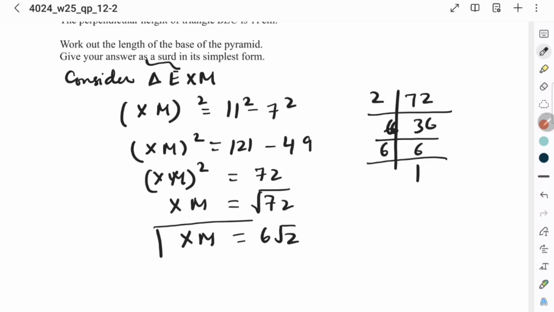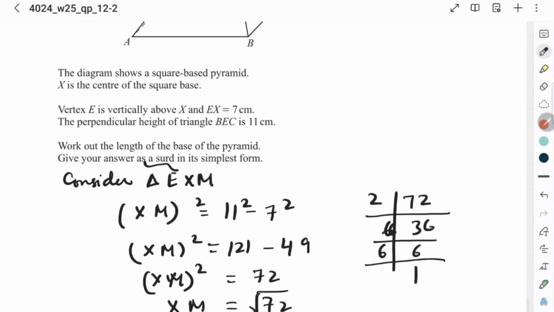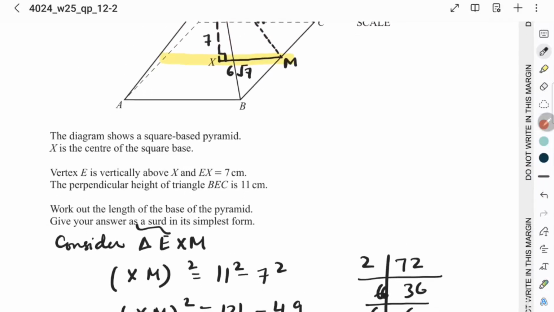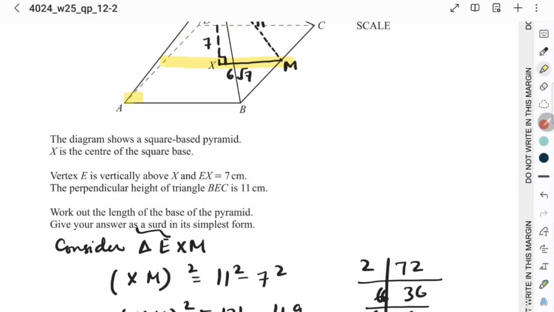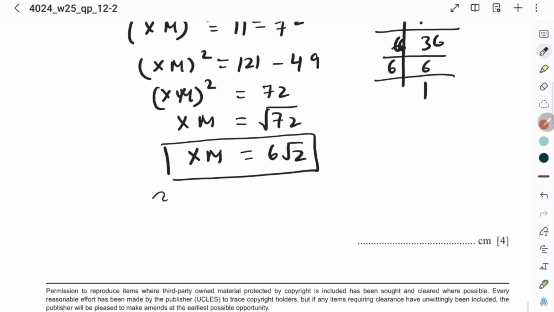When XM is 6√2, then obviously the whole line will be equal to double of 6√2. So that is your AB, and all sides will also be equal, and that is the length of the base of the pyramid. Either AB or BC or CD or DA. So AB is equal to double of XM, which is equal to 2 times 6√2, and then 12√2.